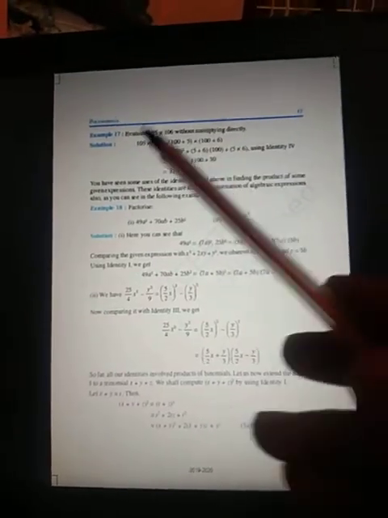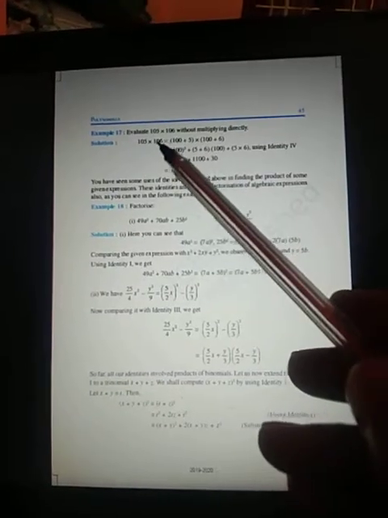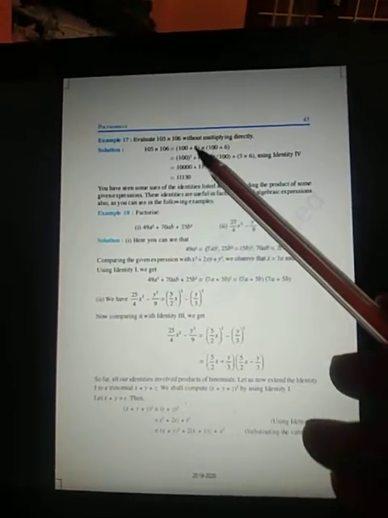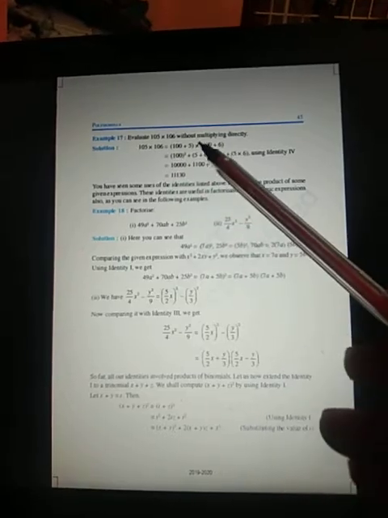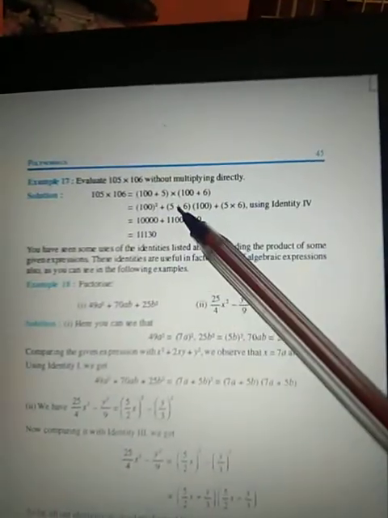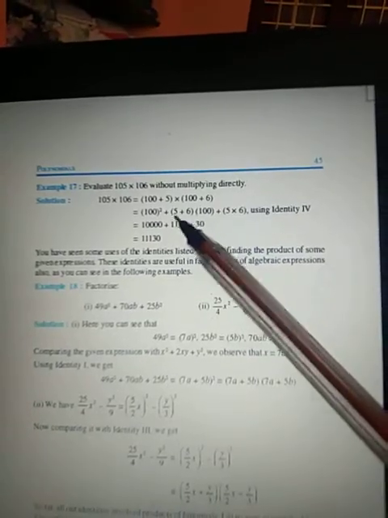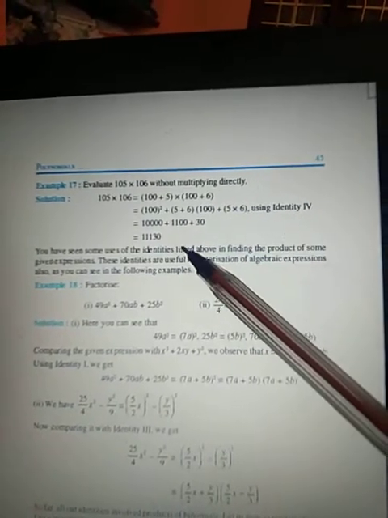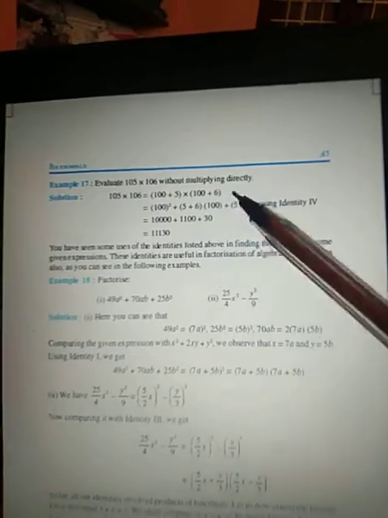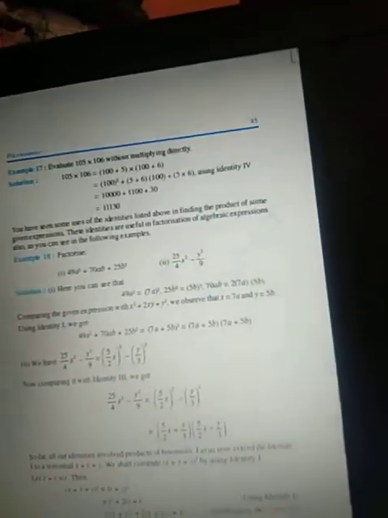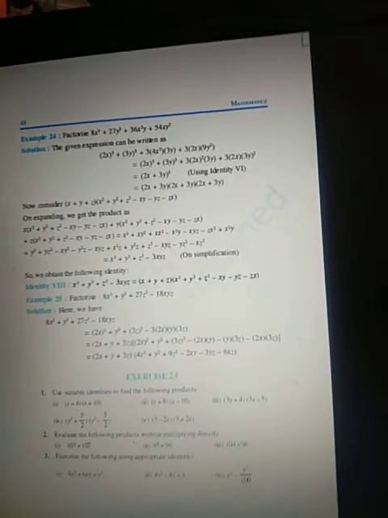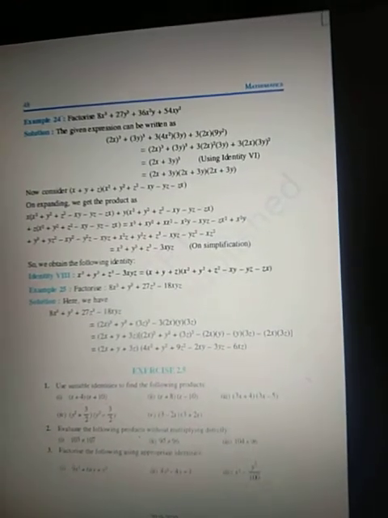And just consider 105 into 106. 105 can be written as 100 plus 5, and 106 can be written as 100 plus 6. So 100 square plus 5 plus 6 into 100, plus 5 into 6. By directly substituting using an identity, they have solved this problem. These are the same ways. By using different identities, these expressions are solved out.